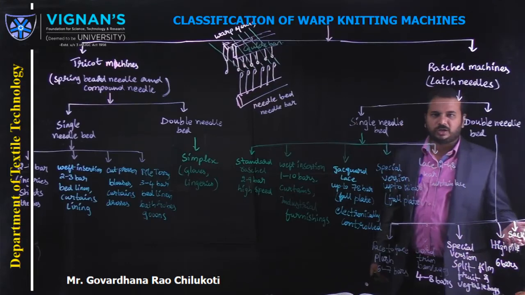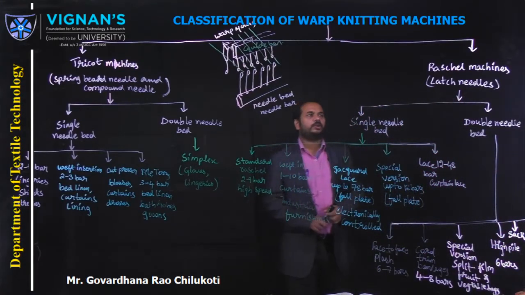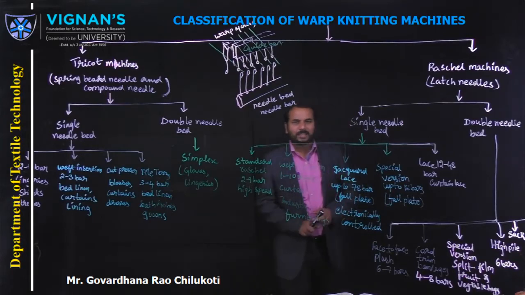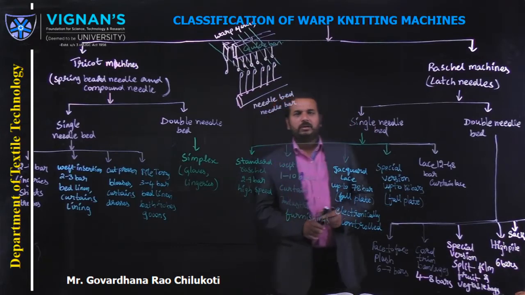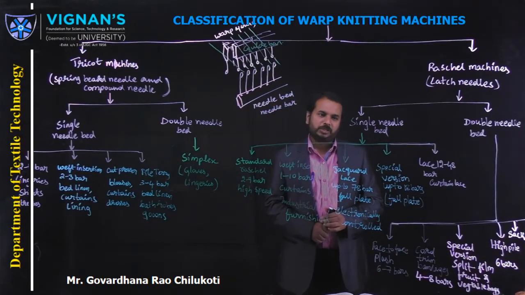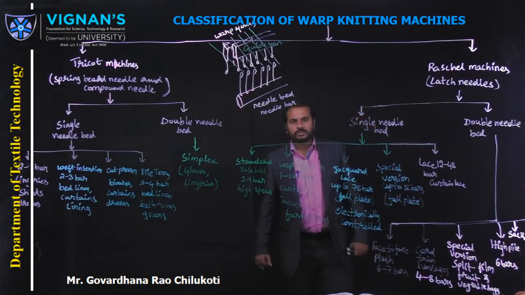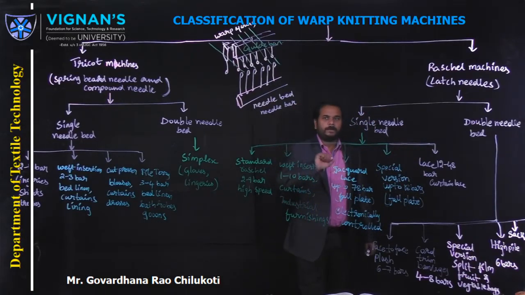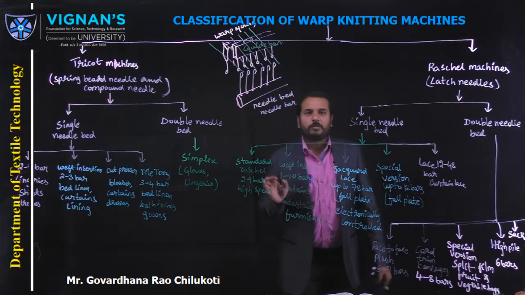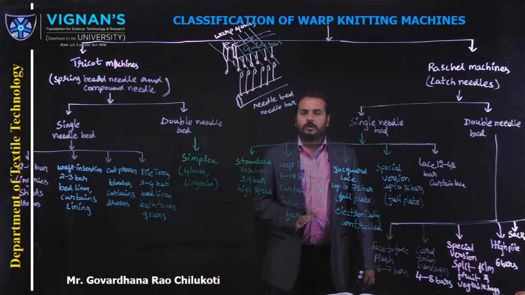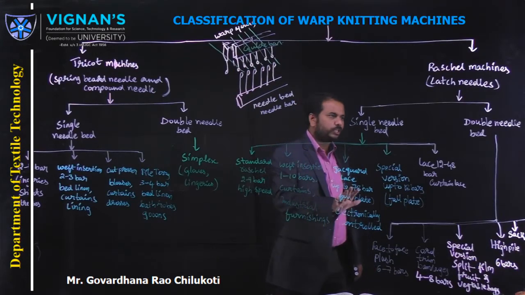And the last one under the double needle bed category in the raschel knitting machine is that socks can be produced separately in the double needle raschel knitting machines. So this is the complete classification chart of the warp knitting machines. Okay, so these are the machines and their applications.